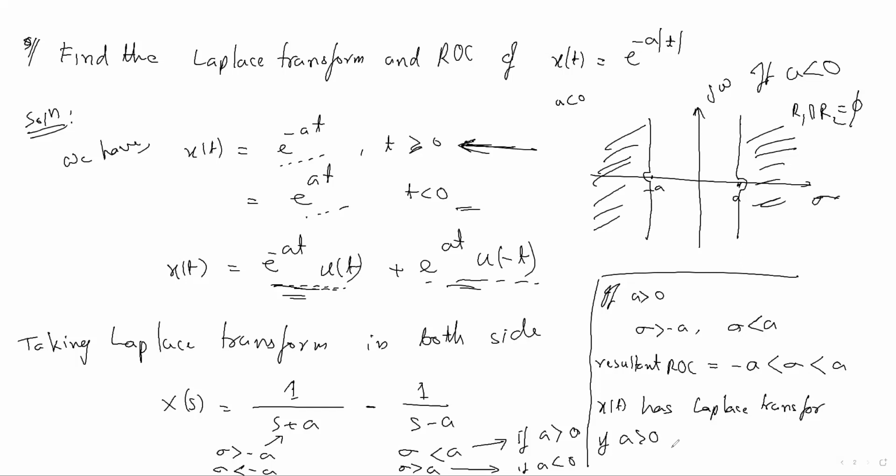And it is given as X of s equals 1 by s plus a minus 1 by s minus a. You can do this by LCM also. And what is the ROC? ROC is minus a less than sigma less than a. Is it clear? Up to this, is it clear or any doubt? This is very important.